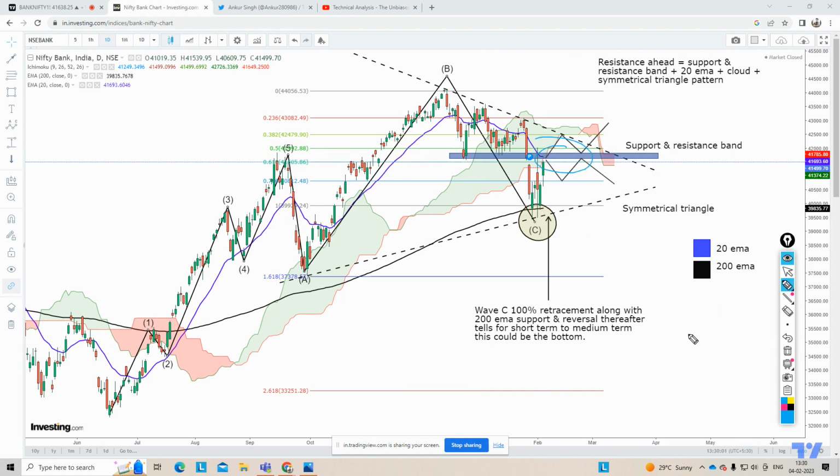Any closing above this area on a daily basis will have a very, very good gap up on the next day.